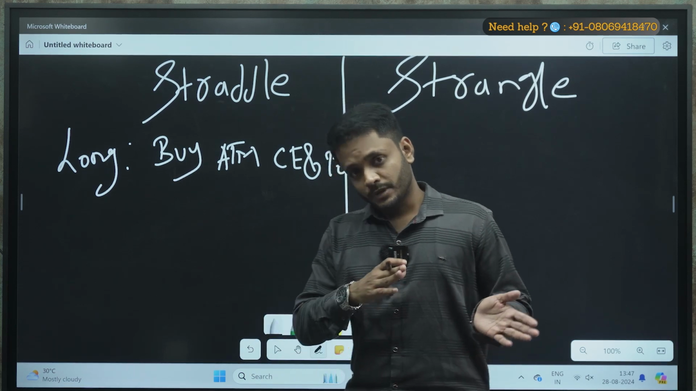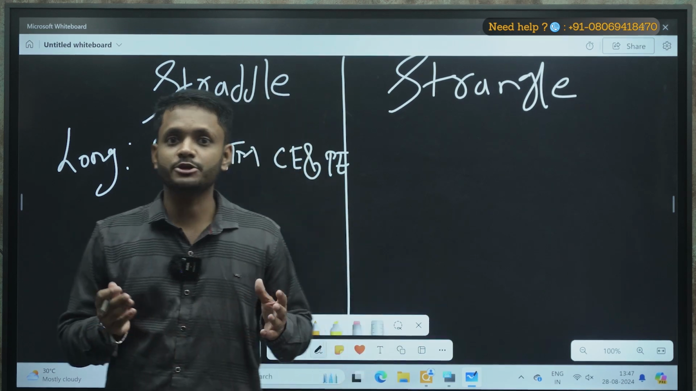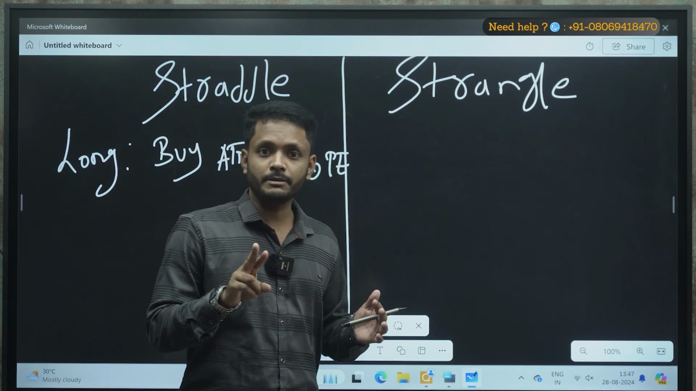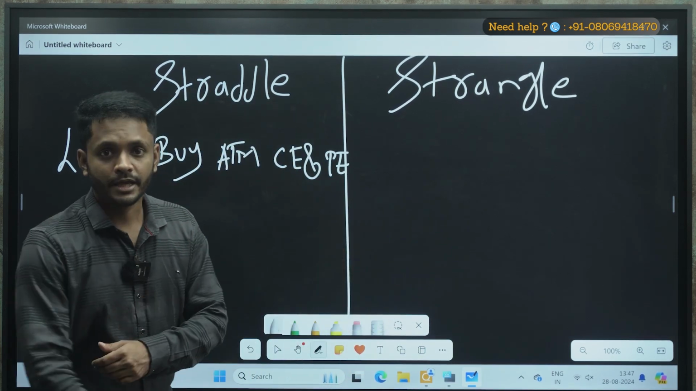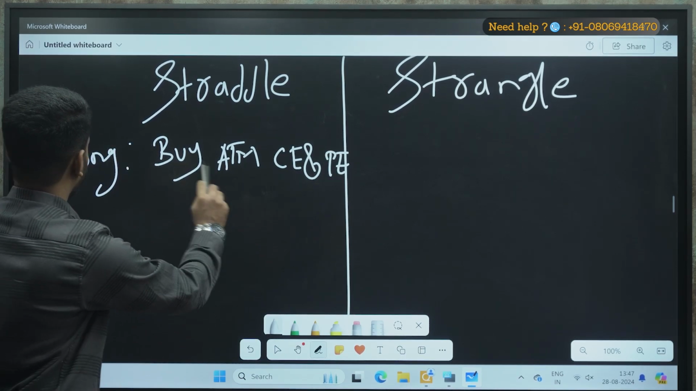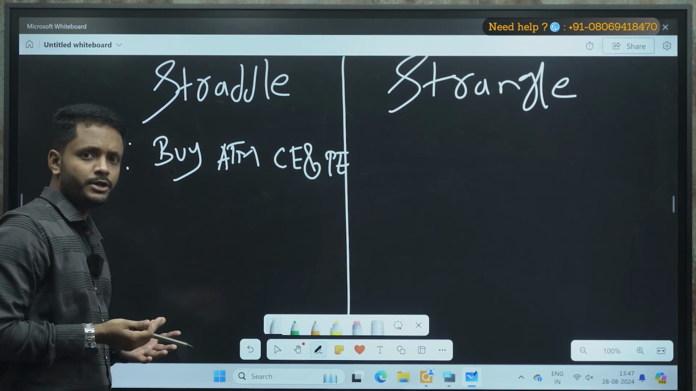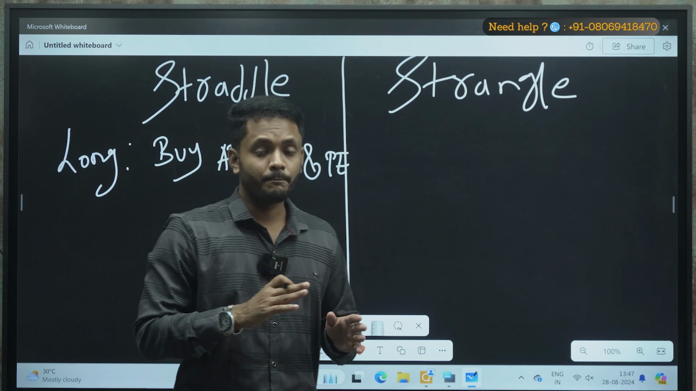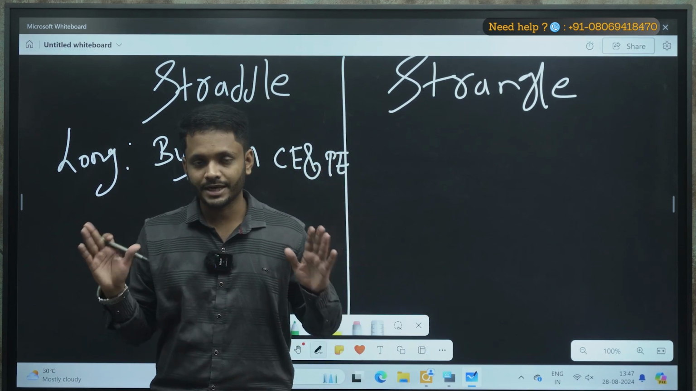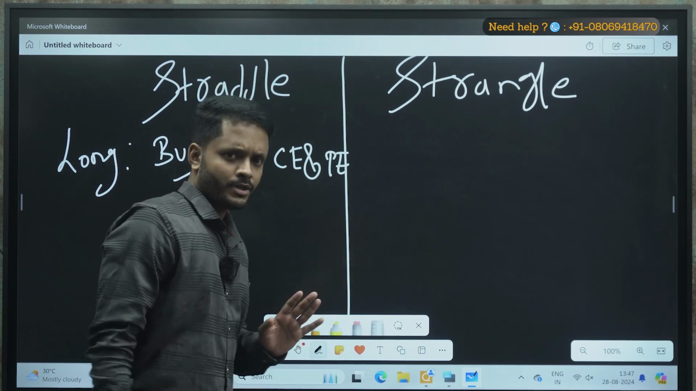So the direction, like the speed of the movement, should be such that it has the potential to cover both the premiums, and apart from that it should be giving you some profits as well. Okay, so long straddle is, you can say, buying an ATM call and an ATM put, and we do so when we are expecting a big swing in the market. I'm not sure about the direction, but on either side I'm expecting a big swing.